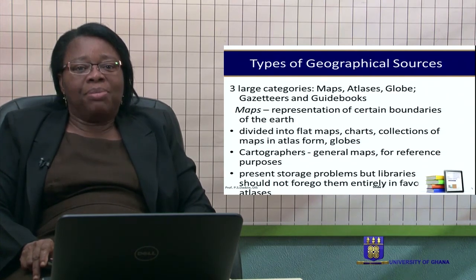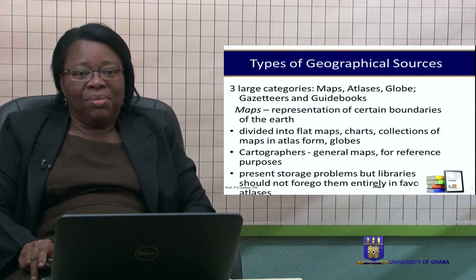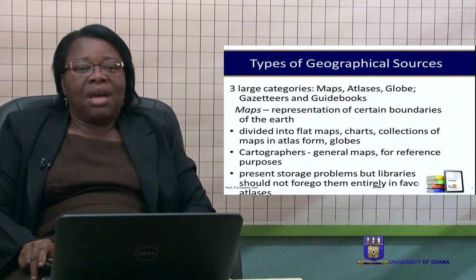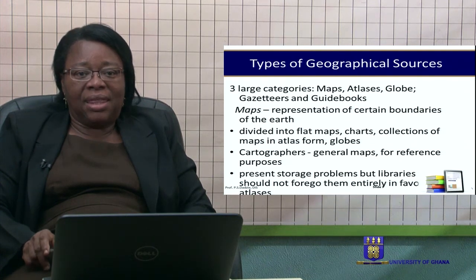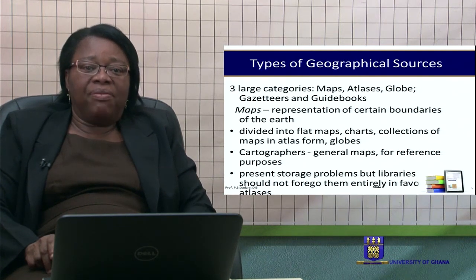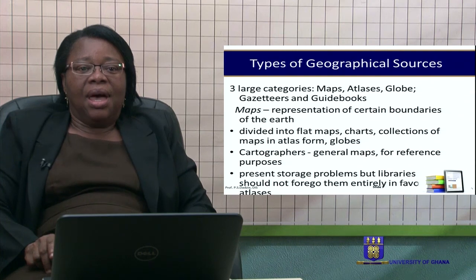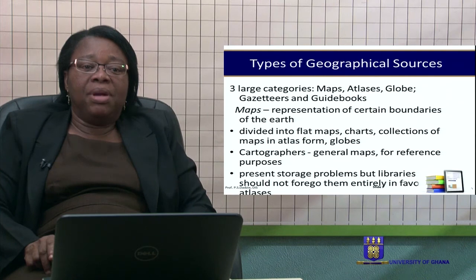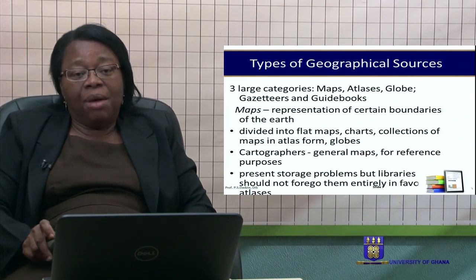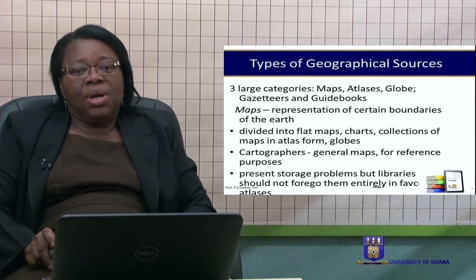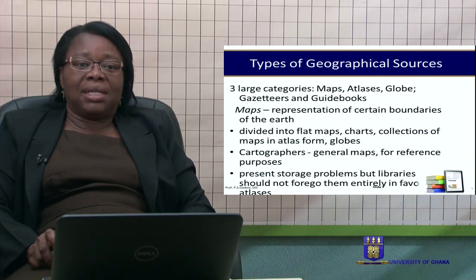I believe you all know what maps are and atlases are, and even globe. And you know maps are representation of the boundaries of the earth. And cartographers produce the maps. The challenge about maps in libraries is that they present storage spaces. Because they are large, you may not find them in the regular section of any library. So in a typical library, you'll find the maps in special locations, and you need to ask where the maps are.